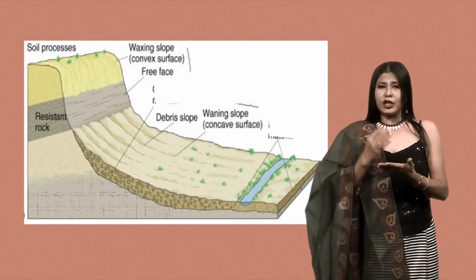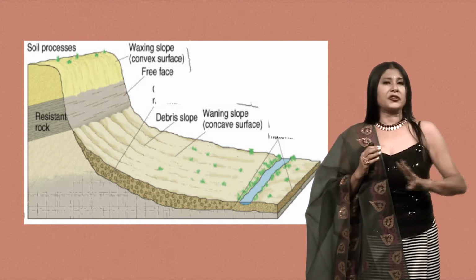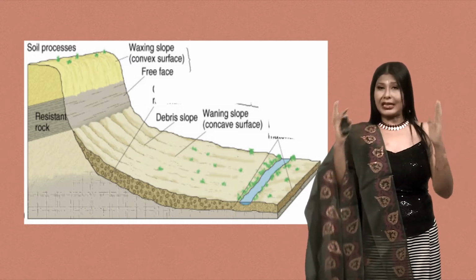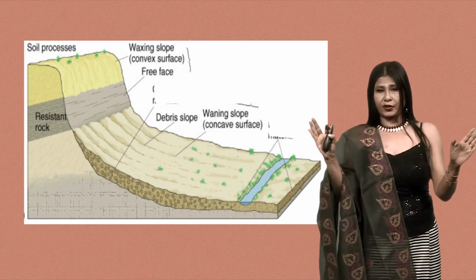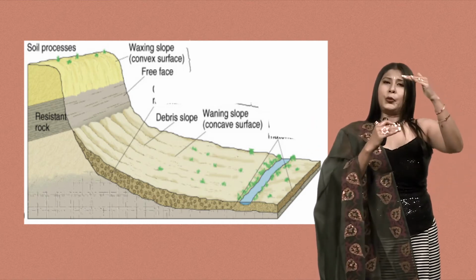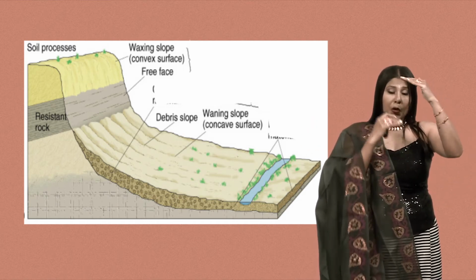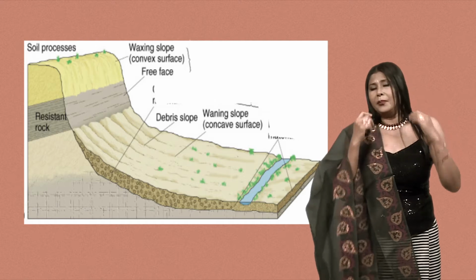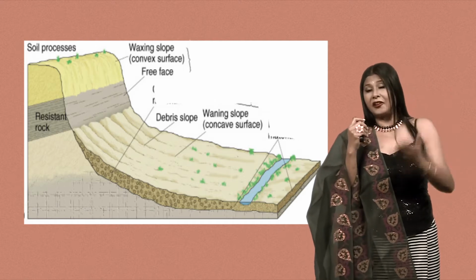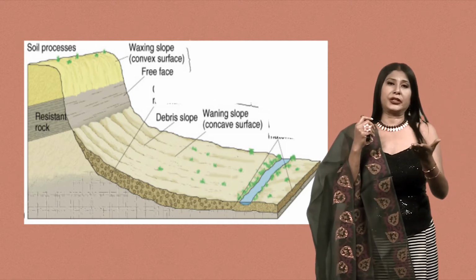And we need to remember that there are three functional zones in any geomorphic setup, and the hill slope is no exception. The areas close to the hill top have the main function of degradation, removal or erosion.